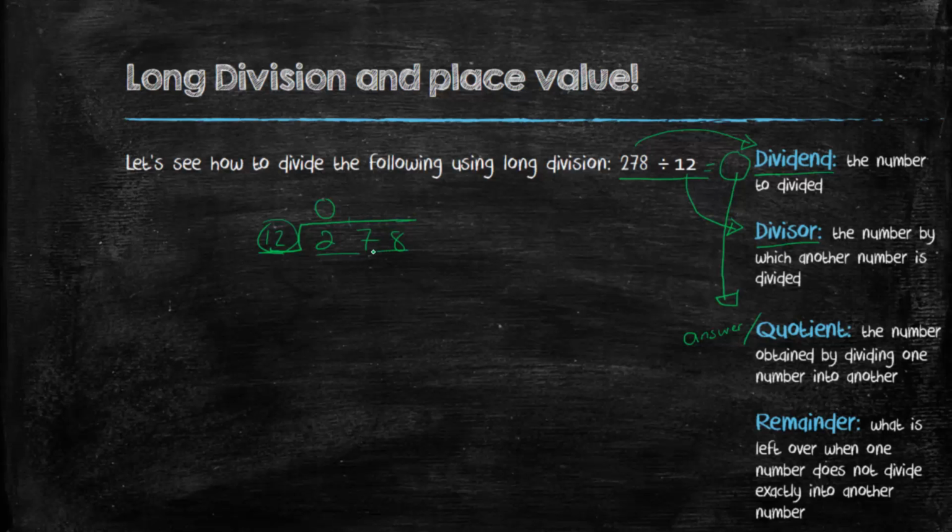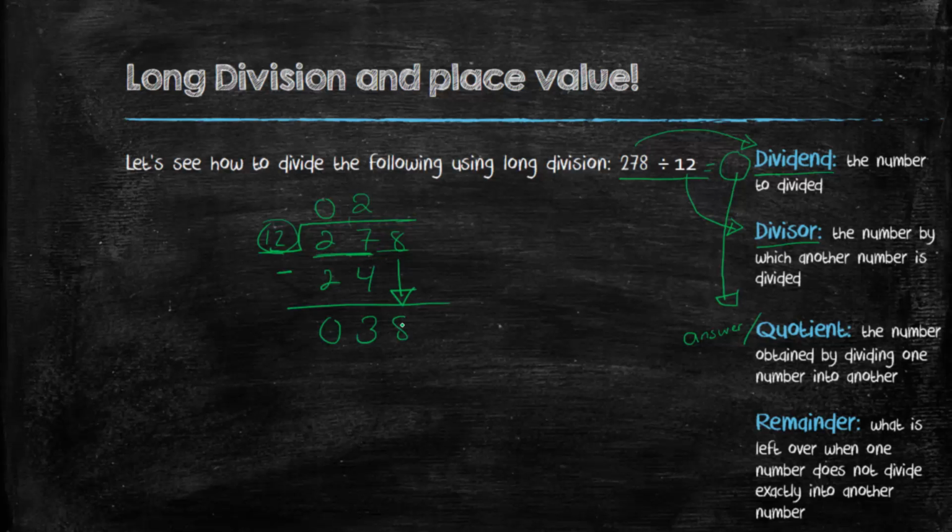How many times does 12 go into 27? Well, 12 goes into 27 twice, right? Because 2 times 12 is 24. So we multiply 2 times 12, 24. We draw a line, we subtract, and we say 27 minus 24 is 3. 7 minus 4 is 3. 2 minus 2 is 0. And now we move on to the next step. We drop the 8. So essentially, we're going to go through all of this until we're done with the dividend.